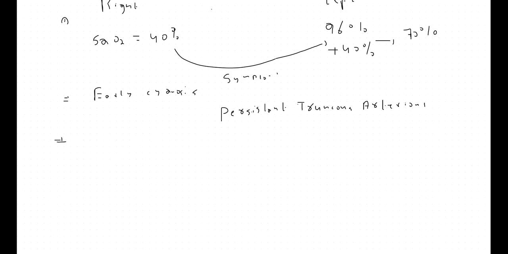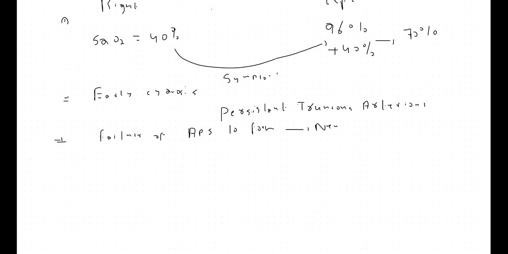So what will be the cause of persistent truncus arteriosus? Failure of the aorticopulmonary septum to form. Now, can anybody tell me, the aorticopulmonary septum is a derivative of what? Very good, it's the neural crest cells.